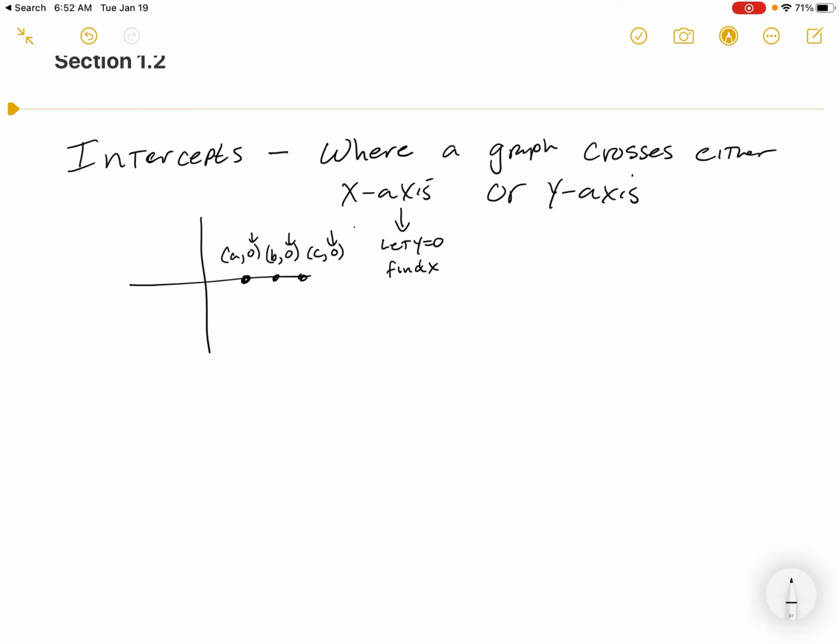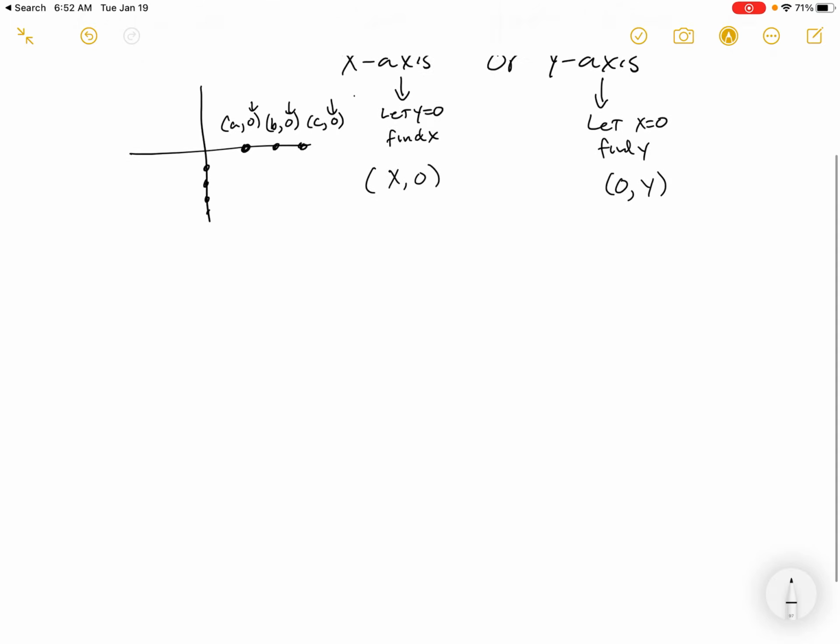To find the y-intercept, very similarly, if I were to draw a picture, all of the x-coordinates are 0. And so here you let x be 0, and you find y. And you probably already knew that, right? So all x-intercepts are of the form x comma 0, and all of the y-intercepts are of the form 0 comma specific y. And so they're going to ask us to find that. The other thing that they ask about is symmetry.